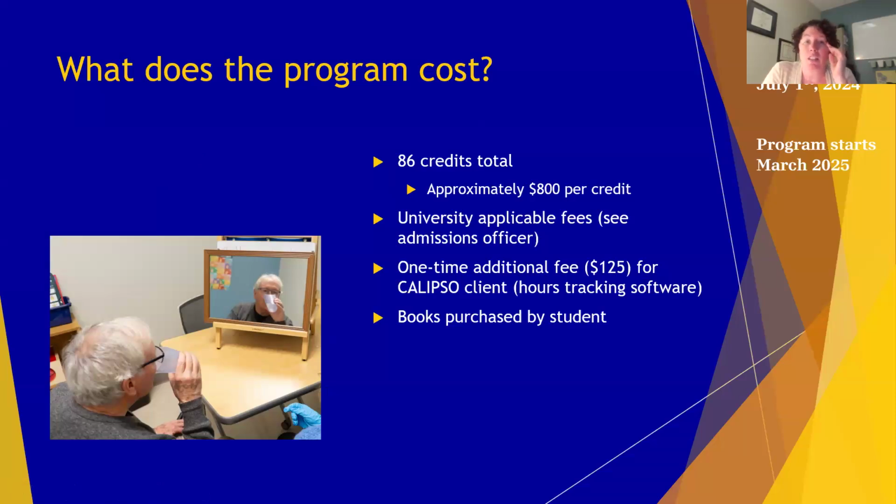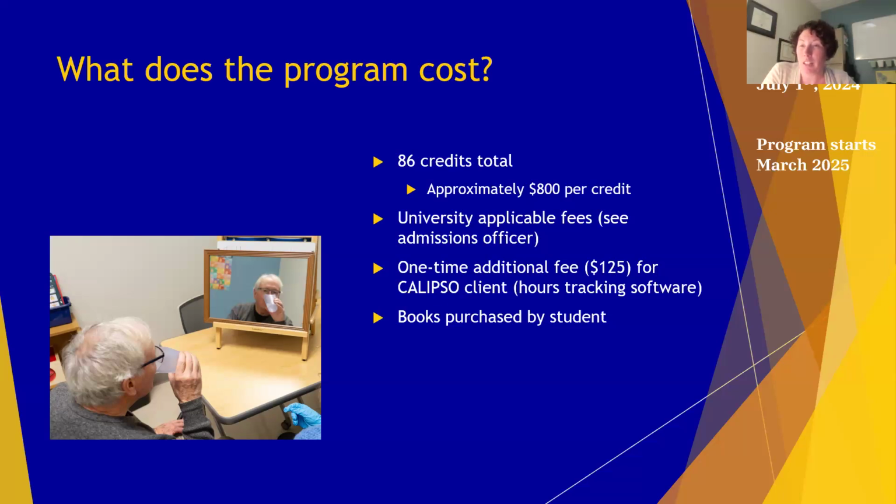So, program cost in general: it's 86 credits and about $800 per credit. There are university applicable fees, so your admissions officer would provide you with that information. For our program specifically, there is a one-time additional fee of $125 for a Calypso client, which is the hours tracking software where you will track your clinical hours.